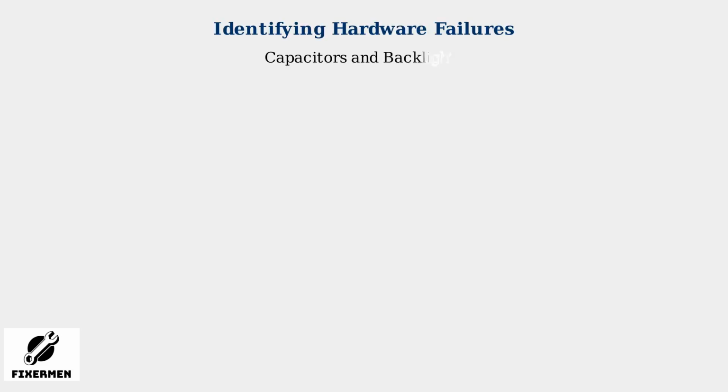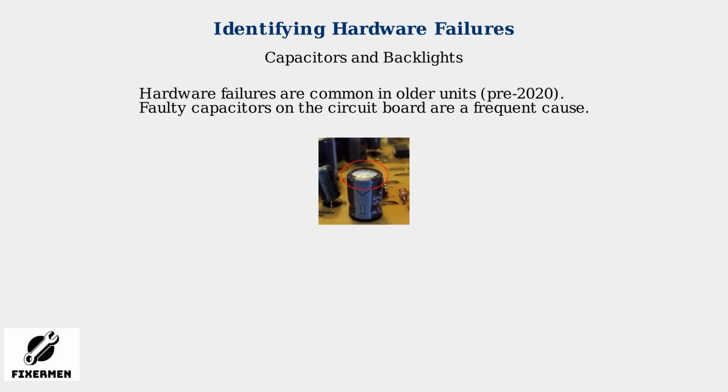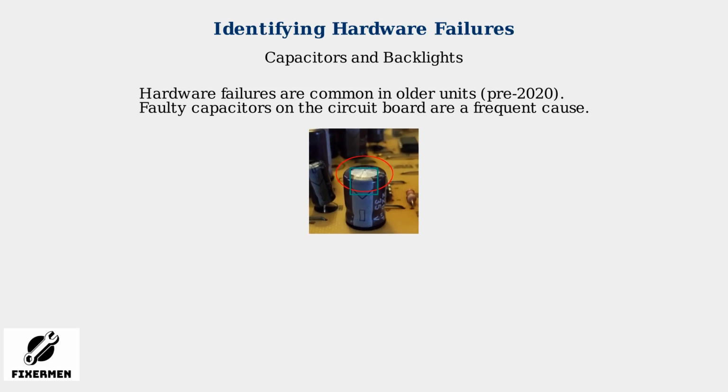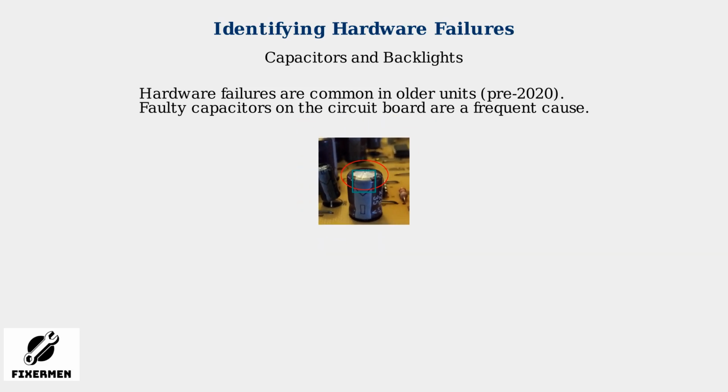Hardware failures are common in older American Standard units, particularly those manufactured before 2020. Faulty capacitors on the circuit board are a frequent cause of blank screens. Capacitors can degrade over time due to age, heat, and humidity. This degradation can cause them to fail and interrupt the display's power supply.